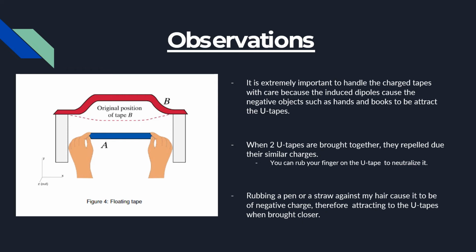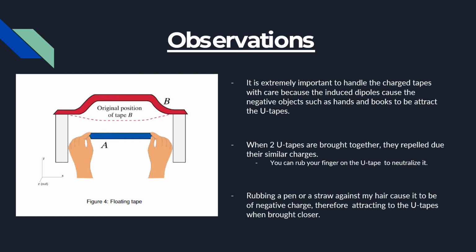Some of the observations I made were that I needed to handle the tapes with extreme care, as the induced dipoles would cause negative objects like my hands and the books to be attracted to the tapes. Another observation was that when the two tapes were brought together, they repelled as they had similar charges, since like charges repel each other.